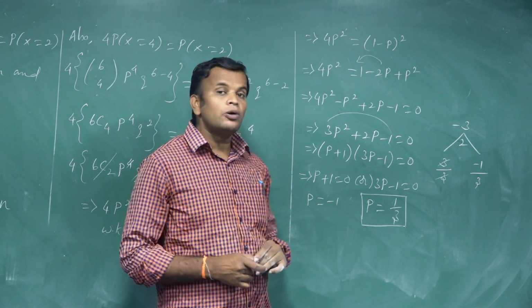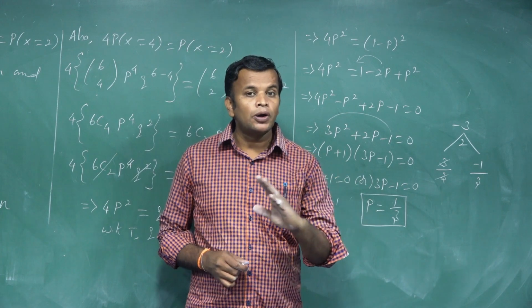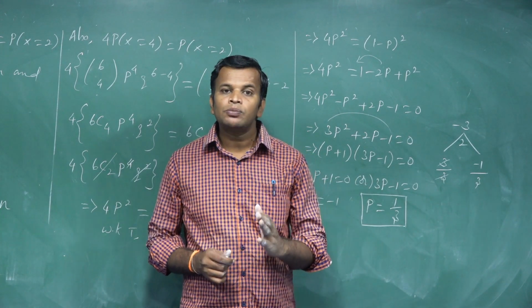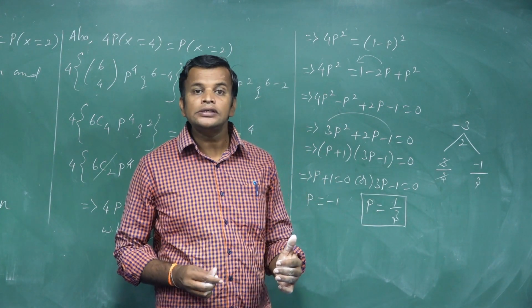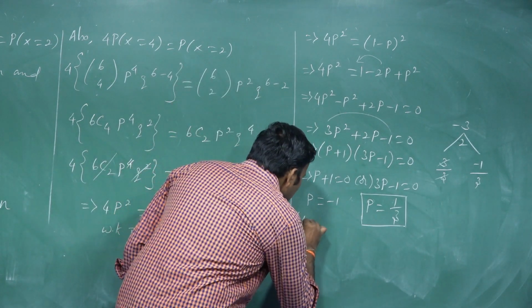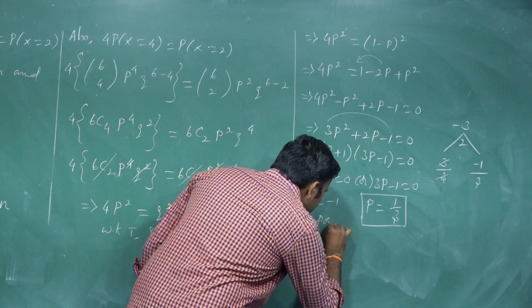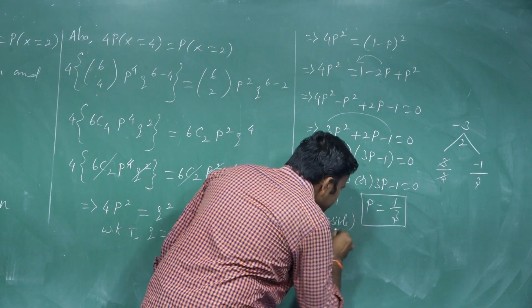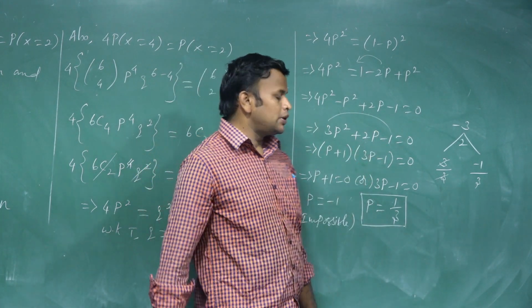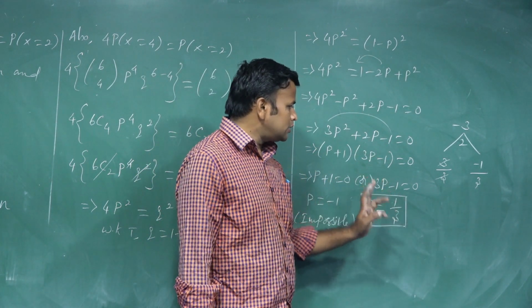Here p indicates the probability of success. All probability values lie between 0 and 1. Suppose a probability value comes out negative, it is impossible. So the value of p as minus 1 is impossible here. So we find the value of p. The value of p is 1 by 3.